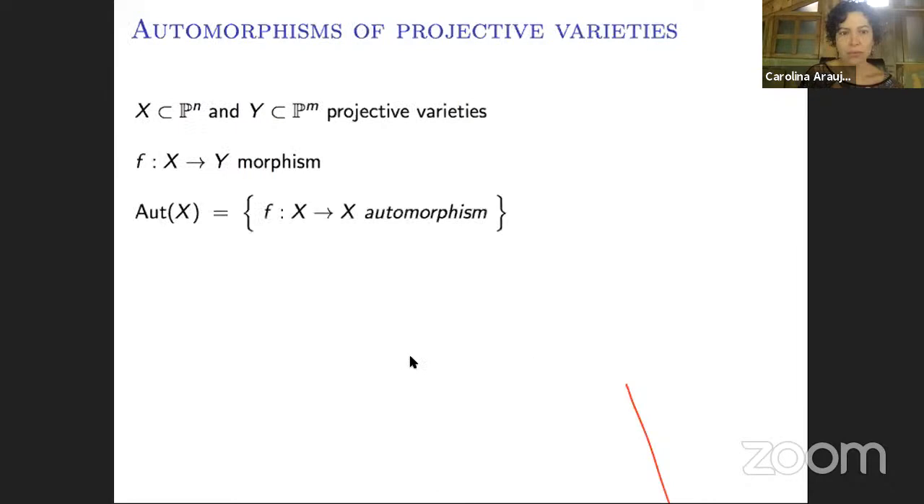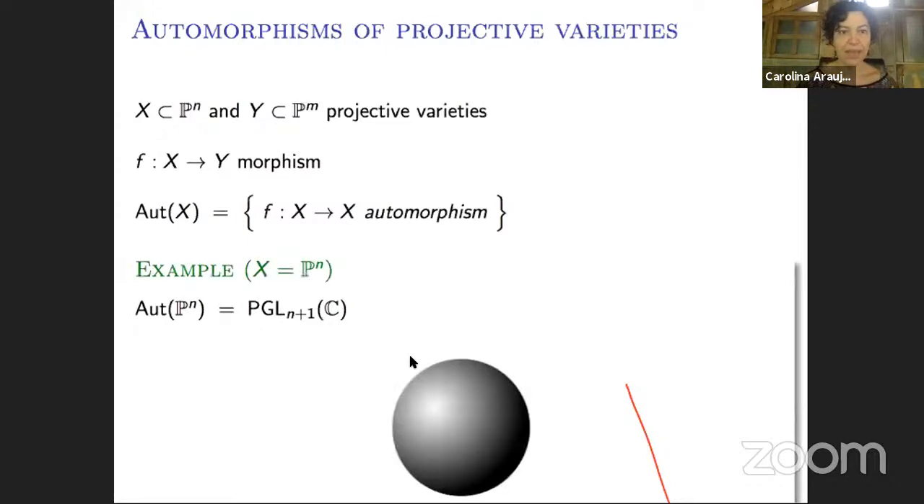Okay, so then we can define the group of automorphisms. This is just the group of invertible morphisms of X into itself. This is the first notion of symmetry that we would like to consider. Let's take as an example the projective space Pn. In the case n equals 1, this is just the Riemann sphere. This is what I have illustrated in this slide.